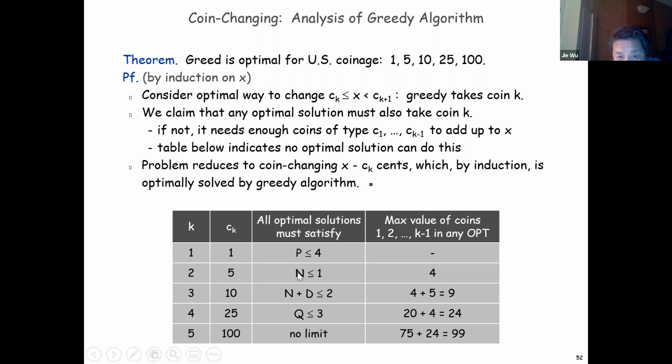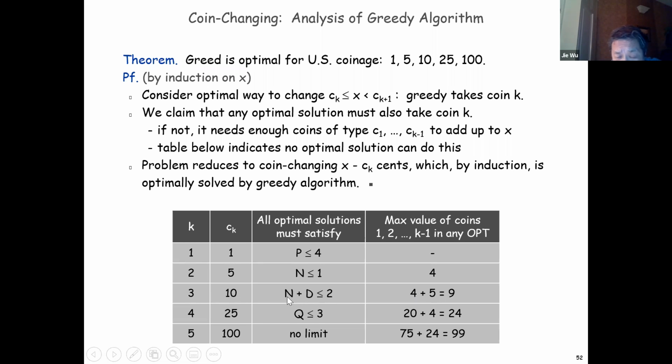Then for the next one, it's the same idea. For the nickel, you can never use more than 1 nickel. For any solution using 2 nickels or more, what happens? It's not optimal because 2 nickels can be replaced by 1 dime. So if we restrict to nickels and pennies, the maximum number you can get is 4 plus 5, because 1 nickel and 4 pennies is 9. You cannot replace 10 by 9, so you can never really make change for 10. Right? That's the idea. This can just continue.